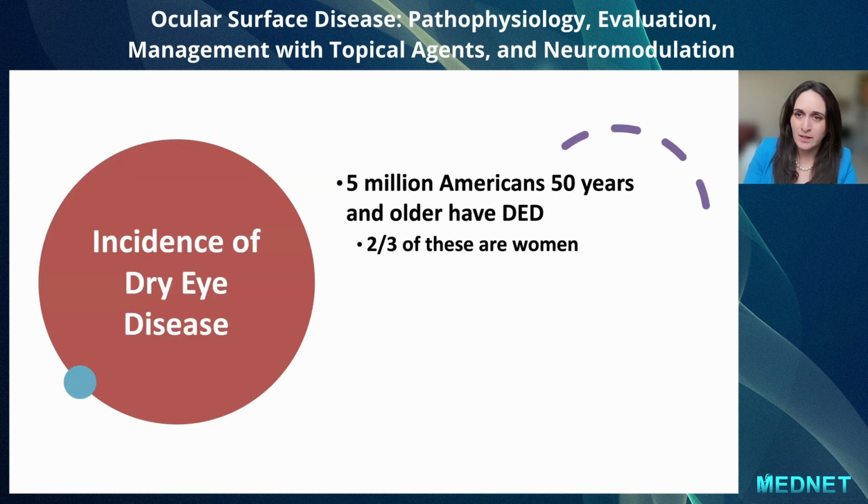More than 5 million Americans 50 years and older have dry eye disease. Two-thirds of them are women. You can also notice that it's starting to affect people at a younger age, especially with the increased use of devices. Screen time has increased in a younger population and is a pretty regular part of life now, which increases the incidence of dry eye disease in the young.